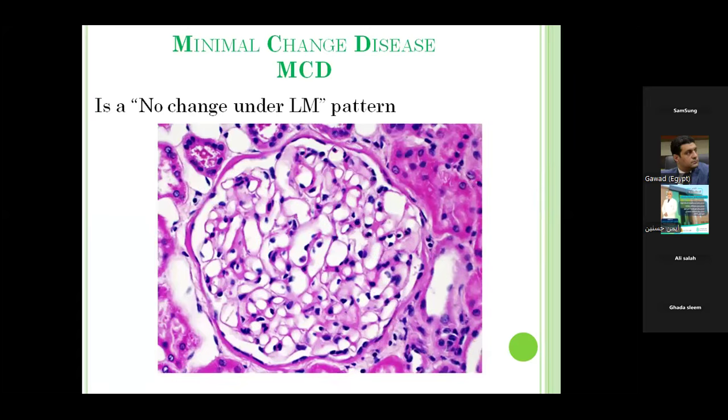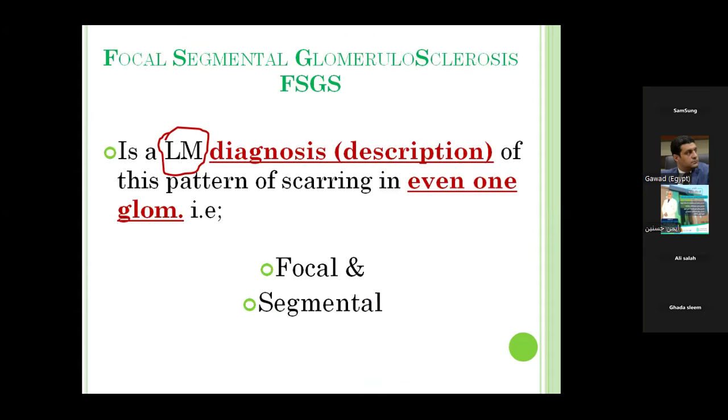What is minimal change disease? Minimal change disease is simply no change under light microscope. So the glomerulus is totally free and the rest of the compartments are normal: tubules, interstitium, and vessels, everything is normal. So no change under light microscope.